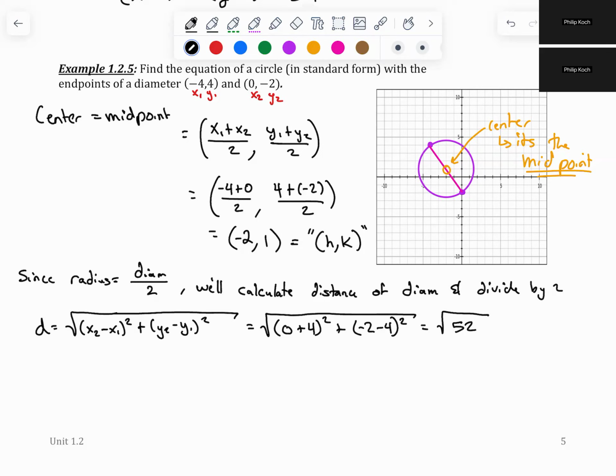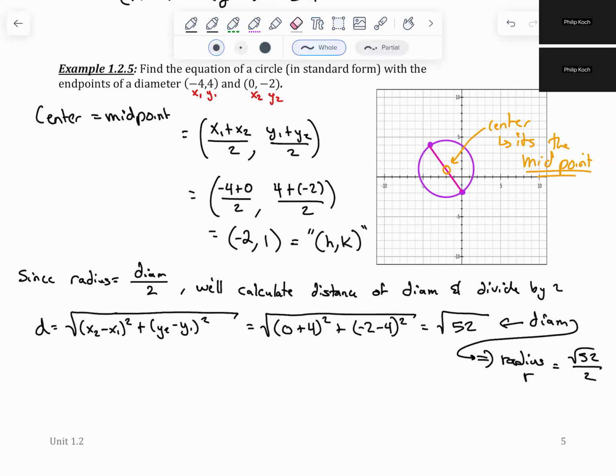All right. So that's the diameter, which implies that the radius r is equal to the square root of 52 divided by 2. It looks like 32 is supposed to be 52. Any questions on that?